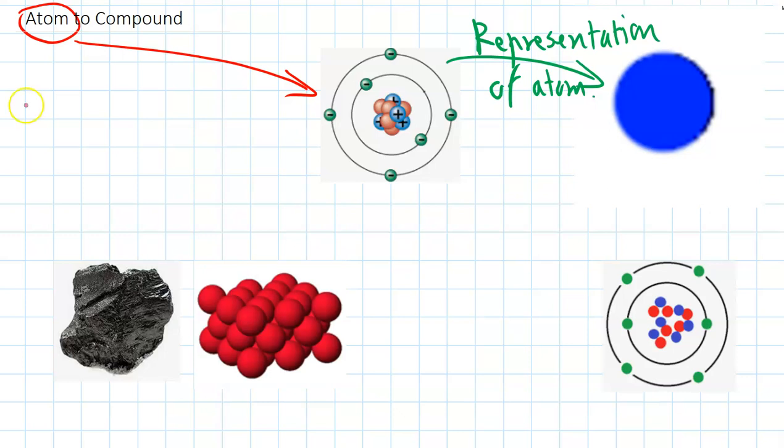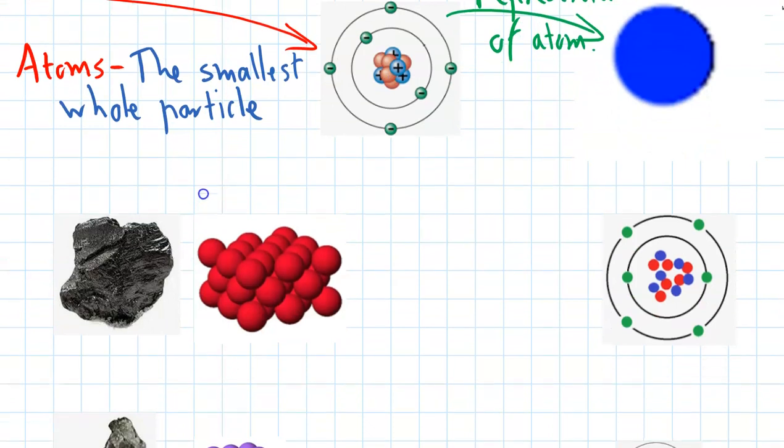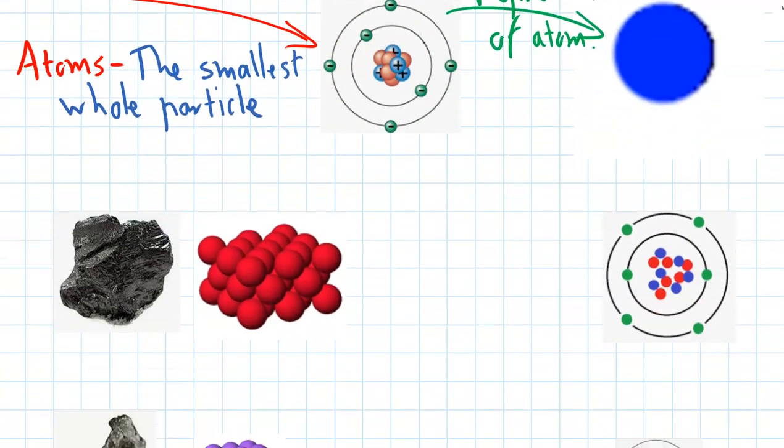Okay, so remember that atoms are the smallest whole particle that can exist on its own. So we know that from last topic. We know that they're made up of protons, neutrons, and electrons, but those don't exist on their own. They always exist inside atoms in materials.